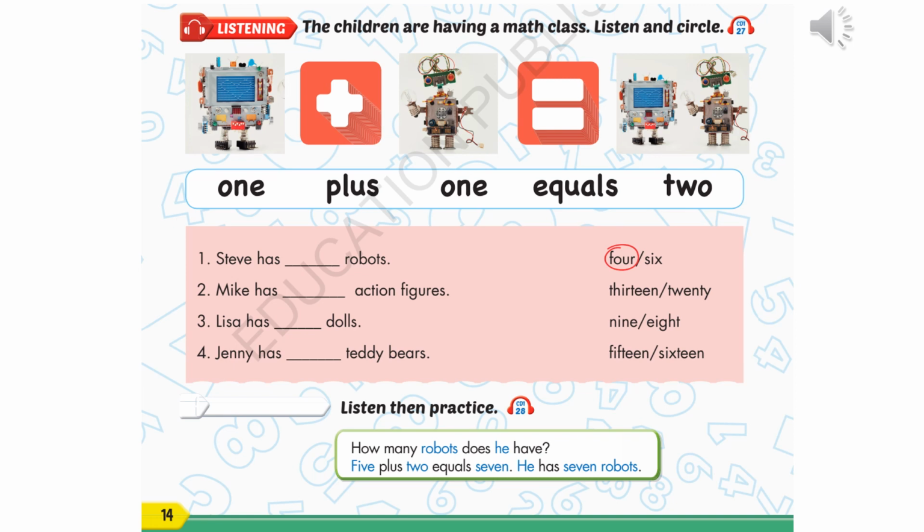3. Lisa has 11 dolls. She gives her sister 2 dolls. How many dolls does Lisa have? 11 minus 2 equals 9. She has 9 dolls. You're right.